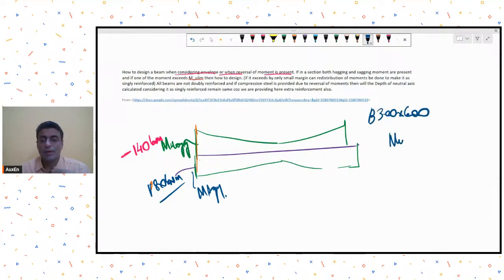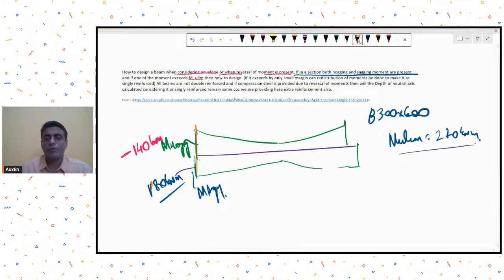So the Mu limiting for this is around 220 kilonewton meter maybe. Now this is the situation. Are you clear what I'm telling? So this was his question: if in a section both hogging and sagging moments are present, and I'll take a case where none of them is exceeding the Mu limiting, then what to do?